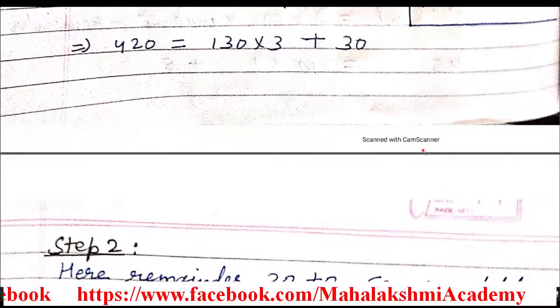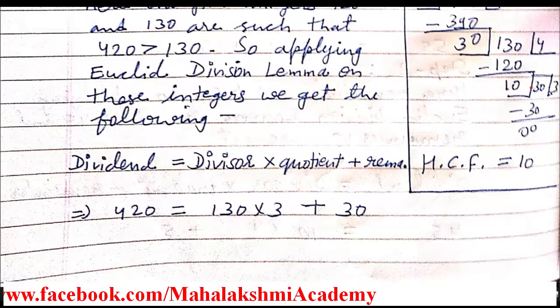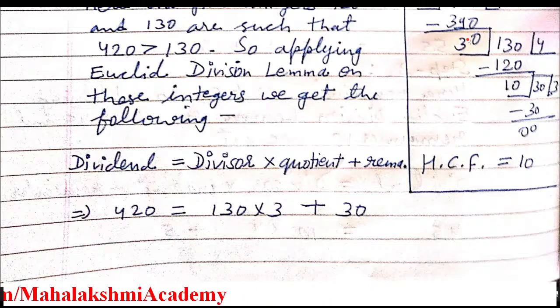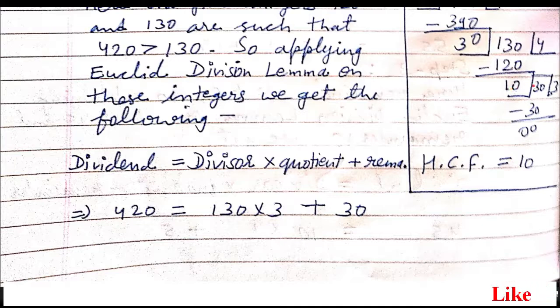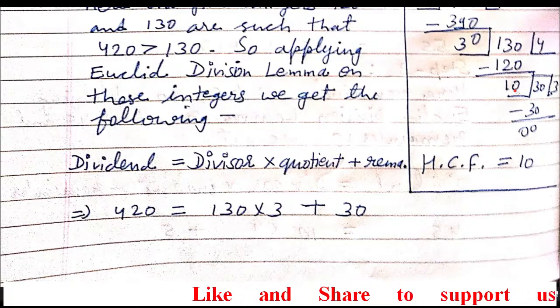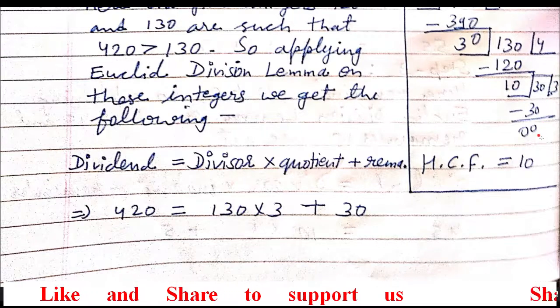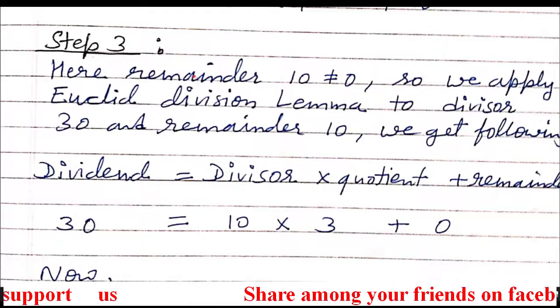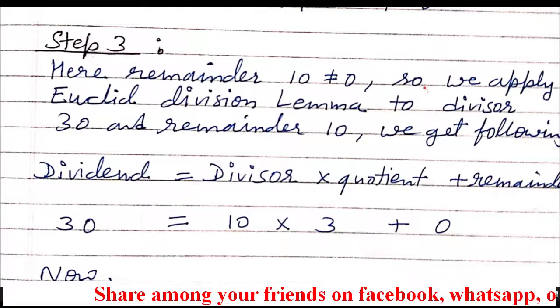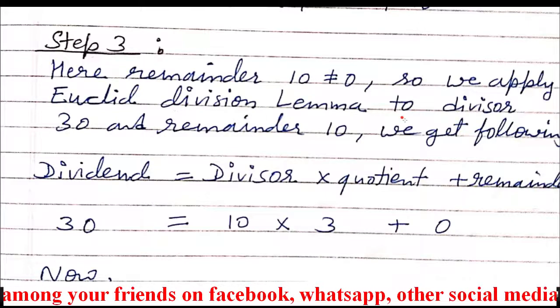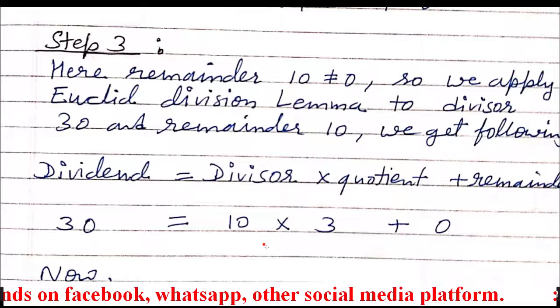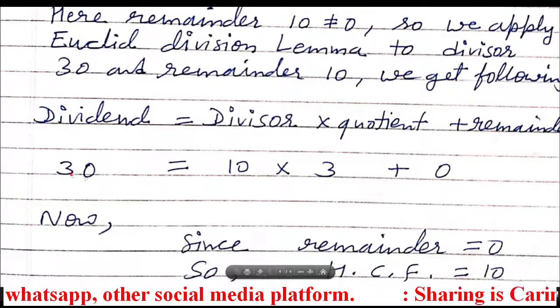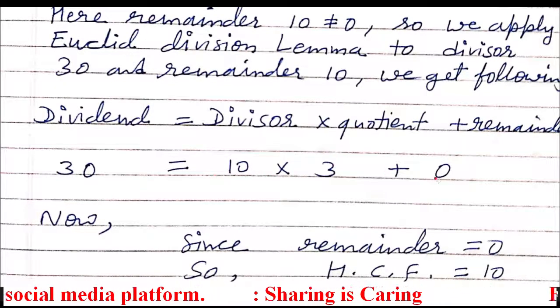Now see this third step: we divide 30, that is the divisor of the previous step, and the remainder 10. So Euclid's division lemma we have to apply between 30 and 10. Quotient is 3 and remainder is 0. Just see the last step, that is the third step. Here remainder 10 is not equal to 0, so we apply Euclid's division lemma to divisor 30 and remainder 10. We get, first write down the division rule: 30 is equal to 10 into 3 plus 0.